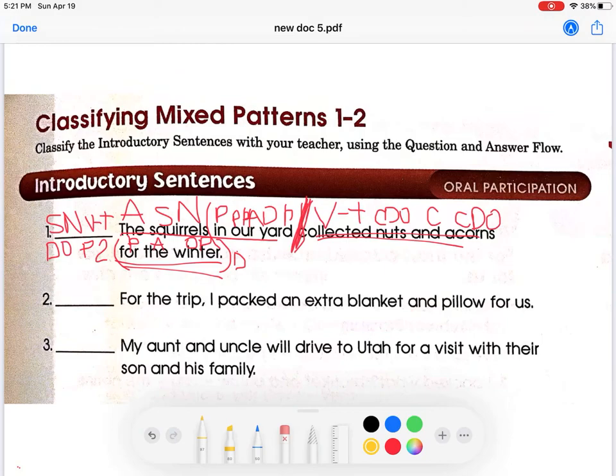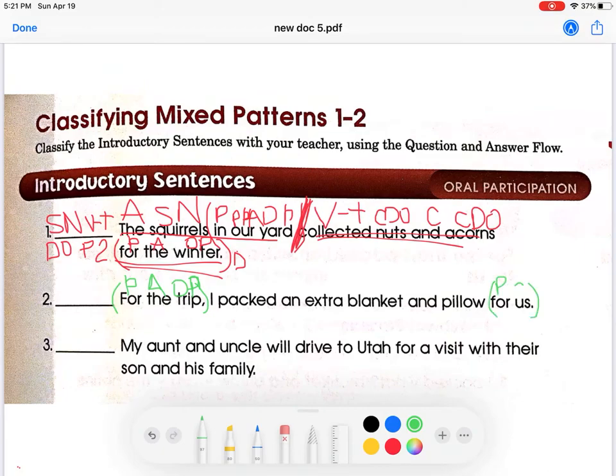Okay, let's take a look at sentence number 2. For the trip, I packed an extra blanket and pillow for us. All right, let's look for prepositional phrases. The first one I see is for the trip. So for is a preposition. Trip is the object of the preposition. So for what? For the trip. The is an article adjective. The other prepositional phrase I see is for us.